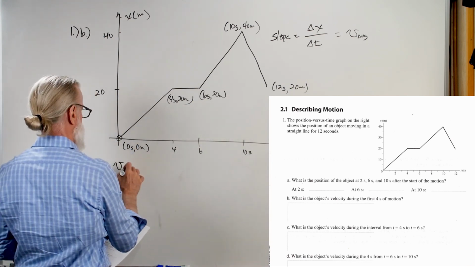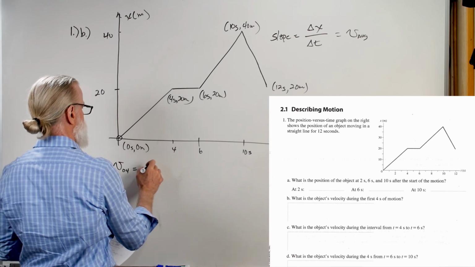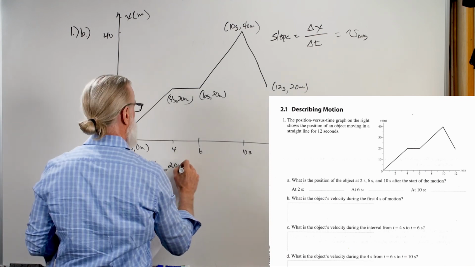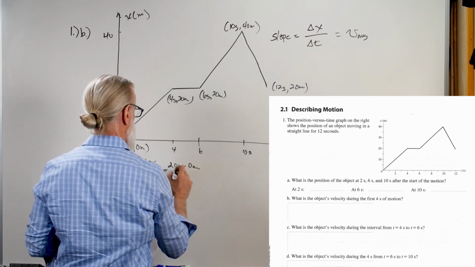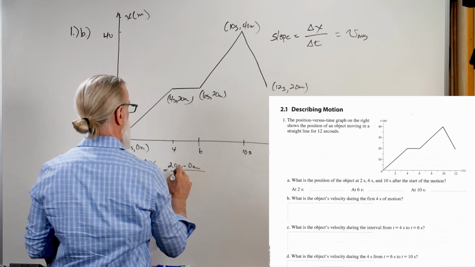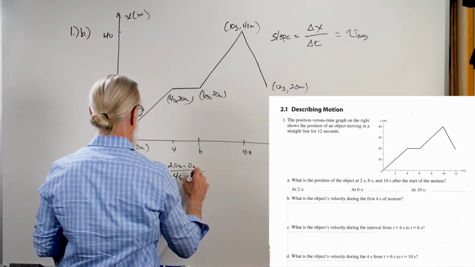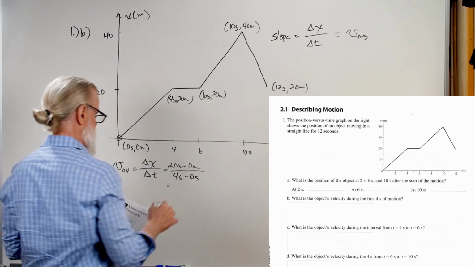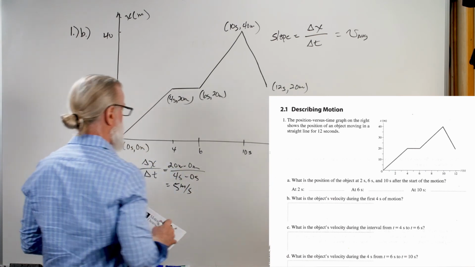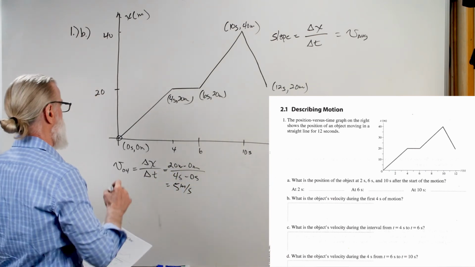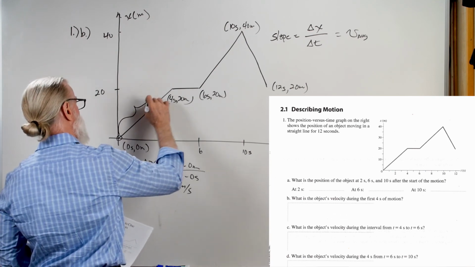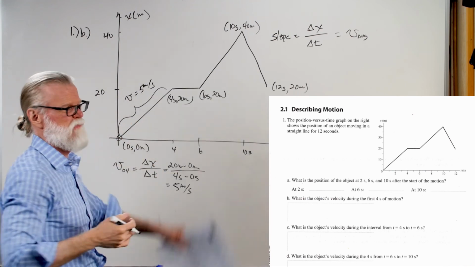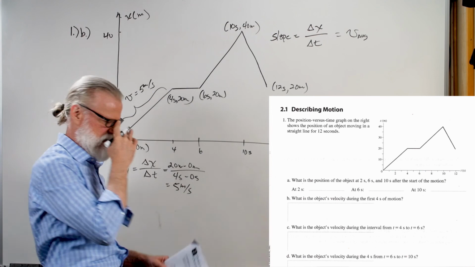So velocity from 0 to 4 equals delta x over delta t, 20 meters minus 0 meters over 4 seconds minus 0 seconds. And what is that? That's 5 meters per second. So that's a positive 5 meters per second from here to here. V equals 5 meters per second. That's positive, going to the right.